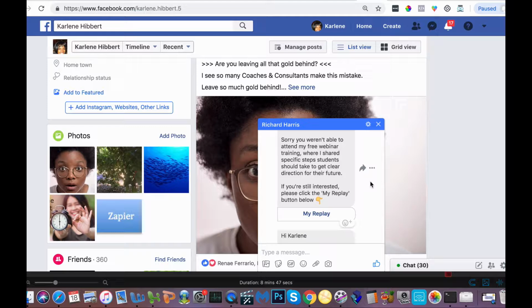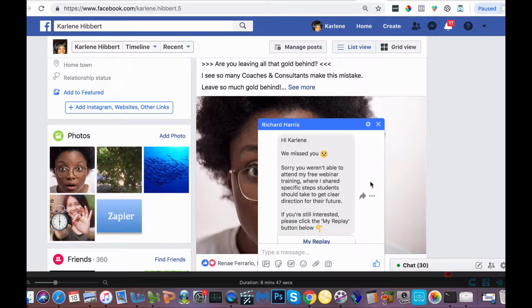So what I've done here is set things up so that an email will go out to all of those people who registered but didn't actually attend. And simultaneously, a message will go out in Facebook Messenger as well. So again, you're doubling the chances of someone seeing that message from you. If they didn't see it in their email for whatever reason, then you have another chance of them seeing it in their Facebook Messenger.